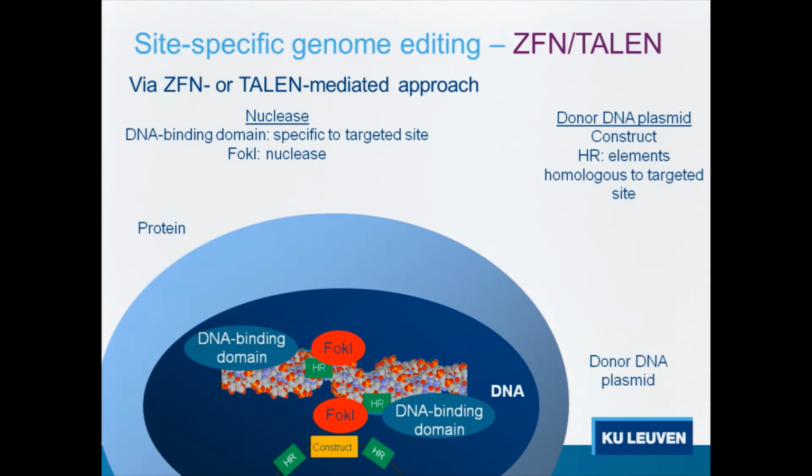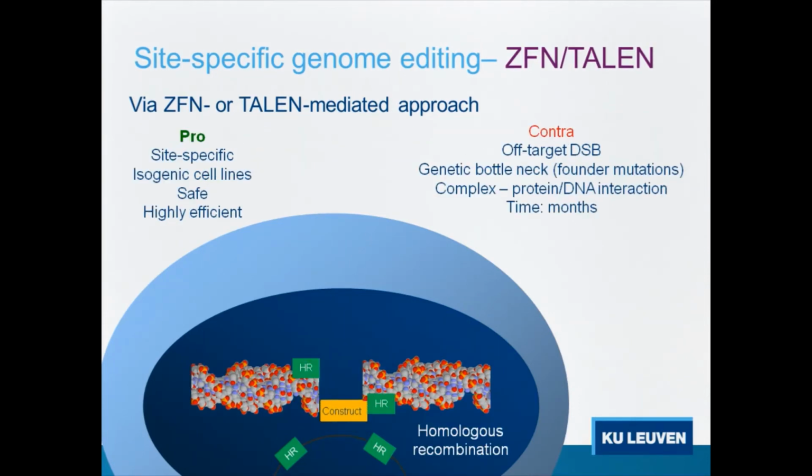actually introduce a cut, and by engineering your DNA binding domains so that they are complementary, you will engineer not just one DNA cut, but you will actually introduce a double strand break. Then through homologous recombination, your construct will be inserted, because of the homology elements, into the DNA of your host genome.